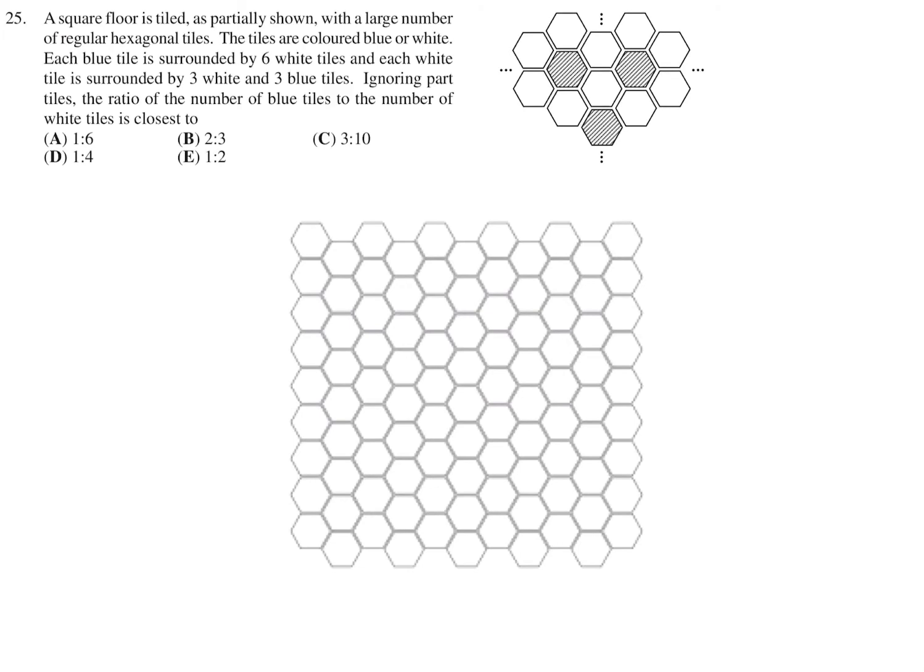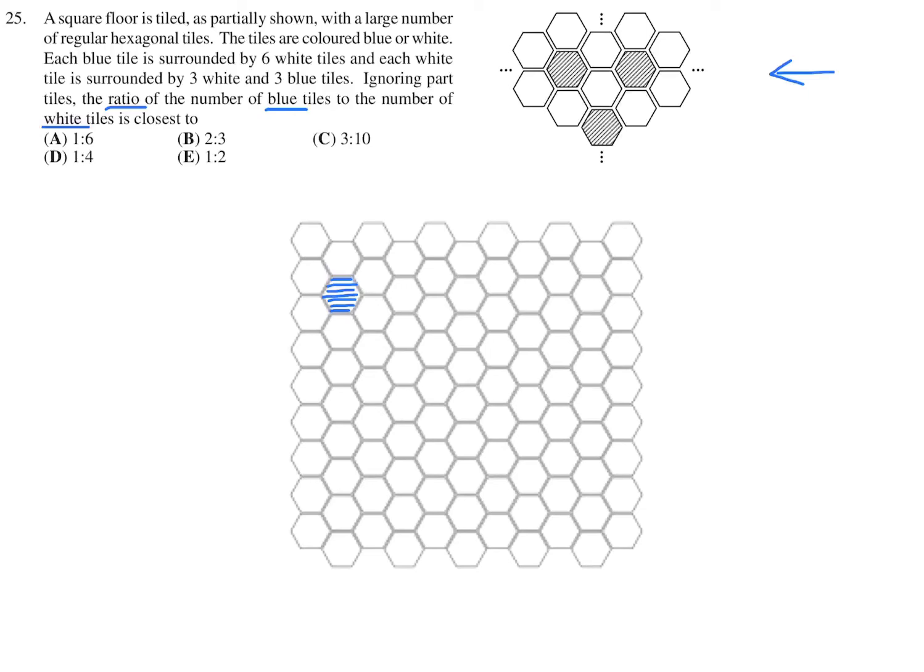So here is a square floor that is tiled in the same way as our diagram up here, but this one is blank. And what we want to do is fill it in, and that will hopefully give us an understanding of the ratio between the number of blue tiles to the number of white tiles. So let's fill in one such blue tile. Let's choose that one. Is it surrounded by 6 white tiles? And currently it is, because everything's white.